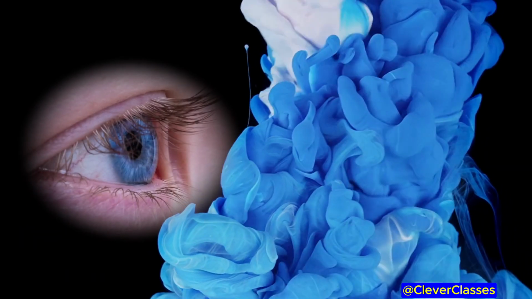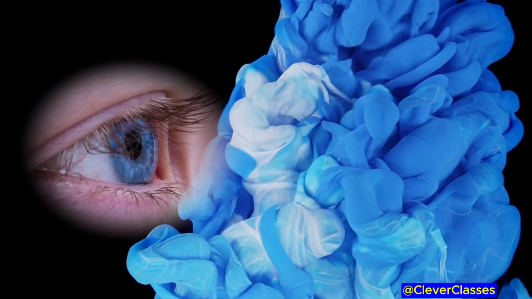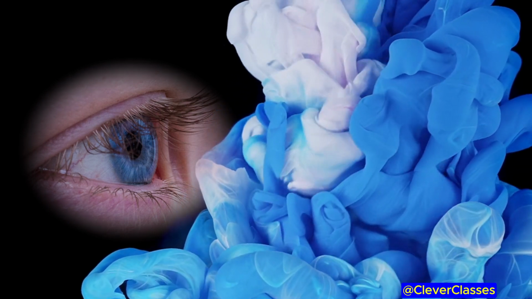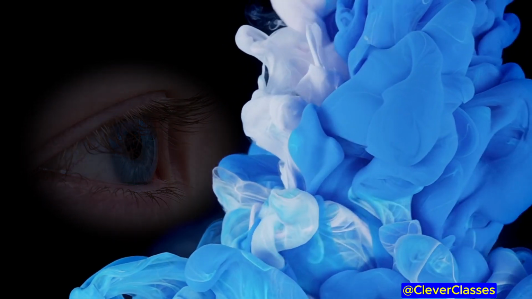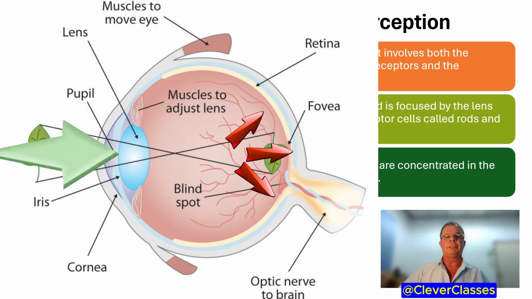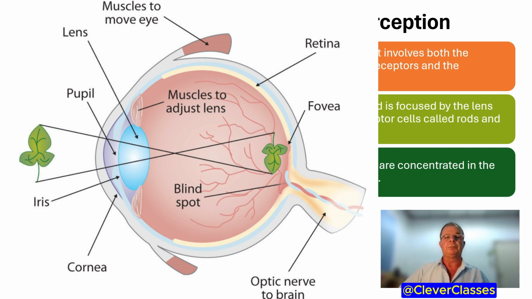Color perception is a complex process that involves both the physiological response of the eye's photoreceptors and the interpretation of signals by the brain. Light enters the eye through the cornea and is focused by the lens onto the retina, which contains the photoreceptor cells, rods and cones. Cones are responsible for color vision and are concentrated in the central region of the retina, called the fovea.